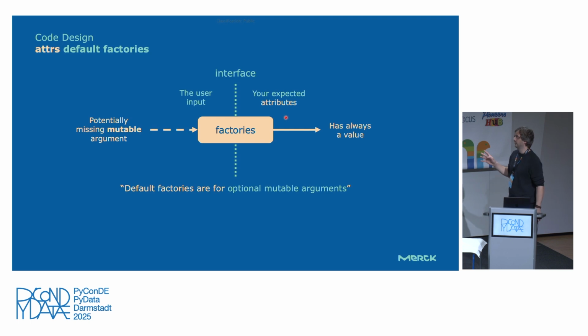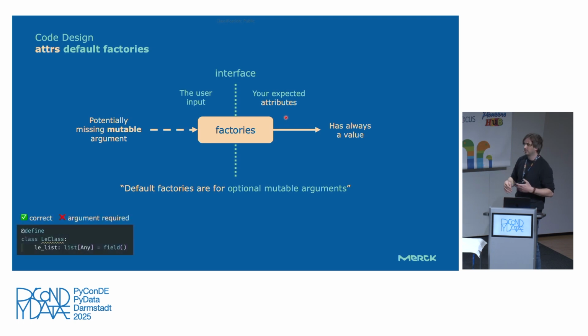So what are the factories? Factories are basically the interface between what is coming in from the outside world and what you want to have on your class level. So the attributes you have defined need to be somehow populated, and you don't want the user to necessarily provide all of them. So default factories are basically to fill in the gaps.